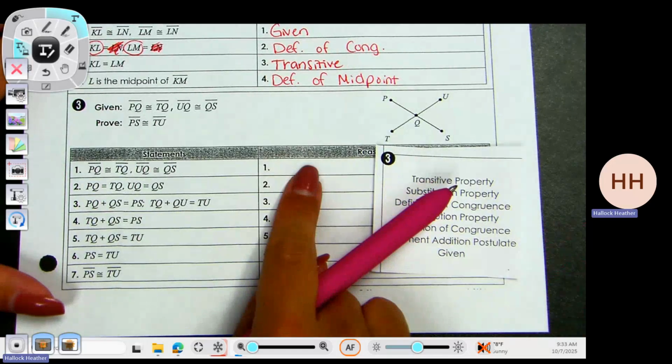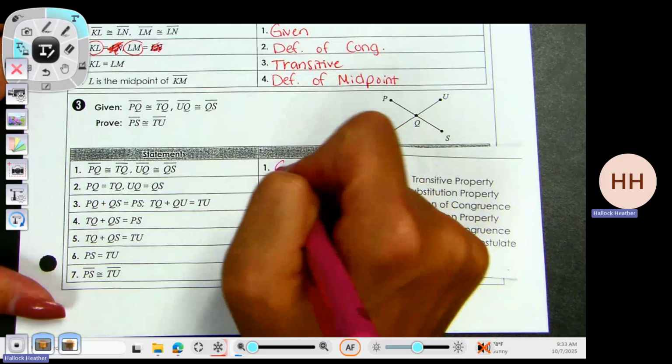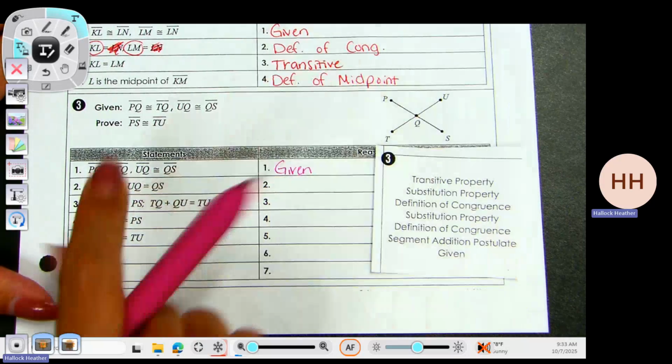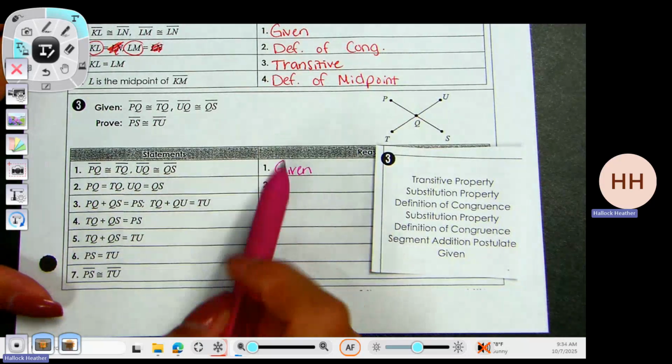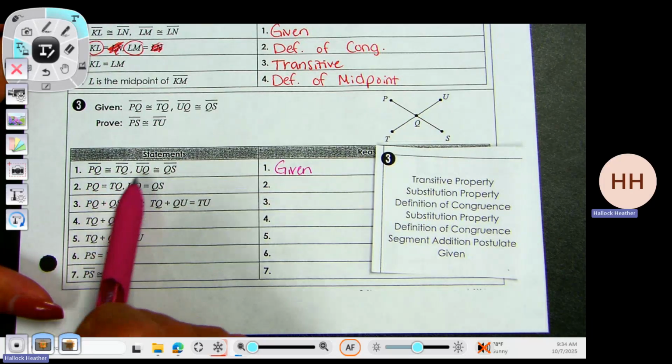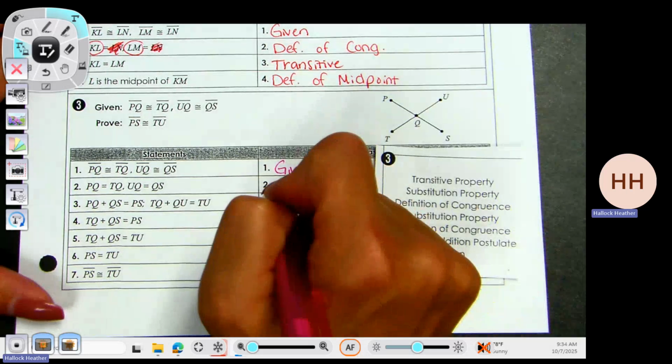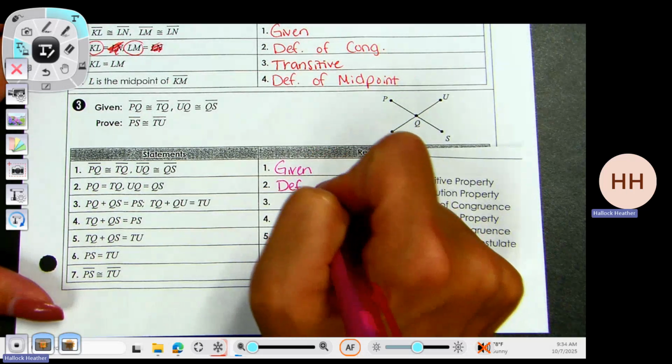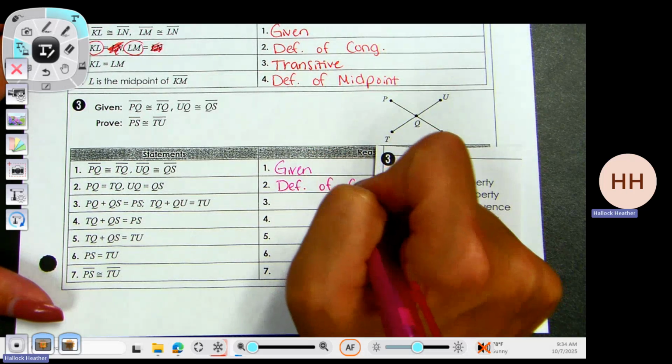Okay, what's the first step? Given. Okay, thank God. We're getting the hang of it, kind of. Definition of congruence, because you're going from congruence to equals. Definition of congruence. Because if you know it's congruent, that means it's equal.